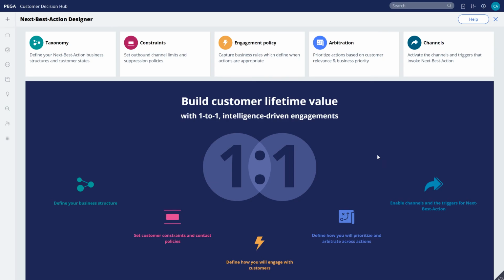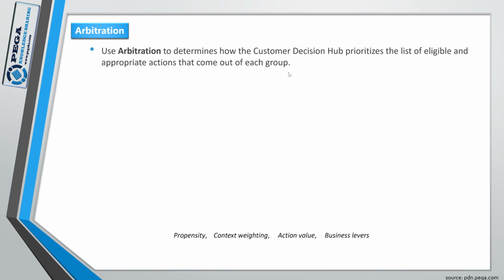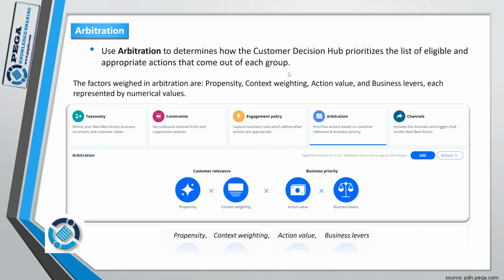Now let's talk about the fourth component, arbitration. Use the arbitration component to determine how Customer Decision Hub prioritizes the list of eligible and appropriate actions that come out of each group. The factors weighted in arbitration are propensity, context weighting, action value, and business levers, each represented by numerical values.